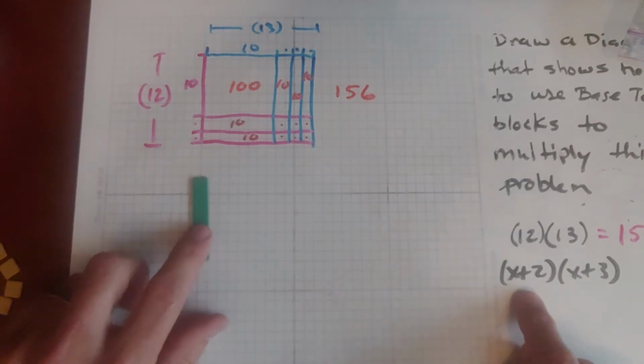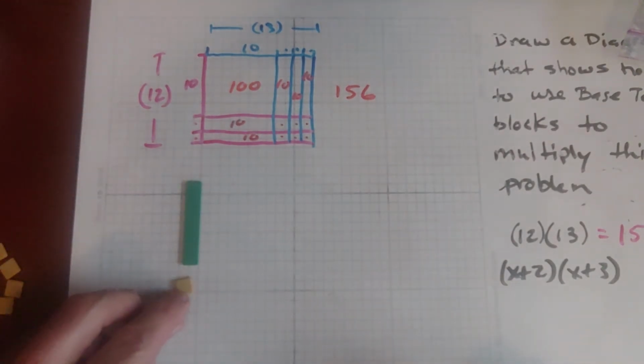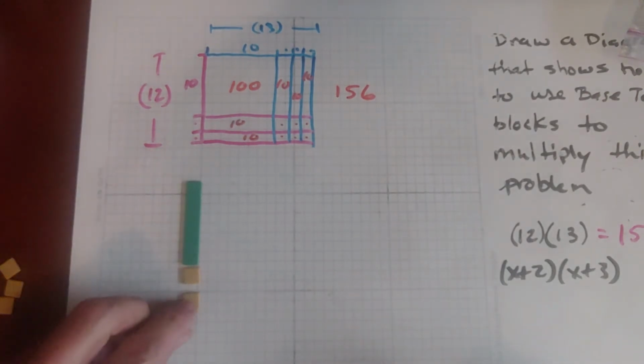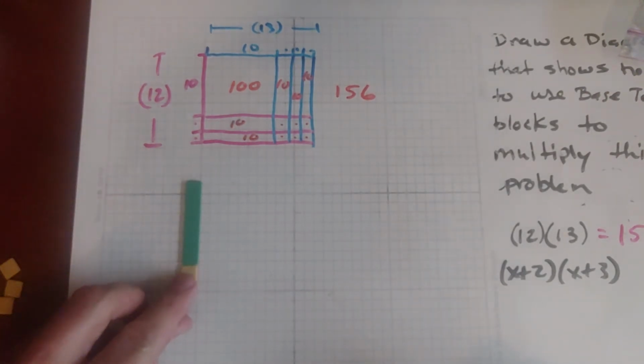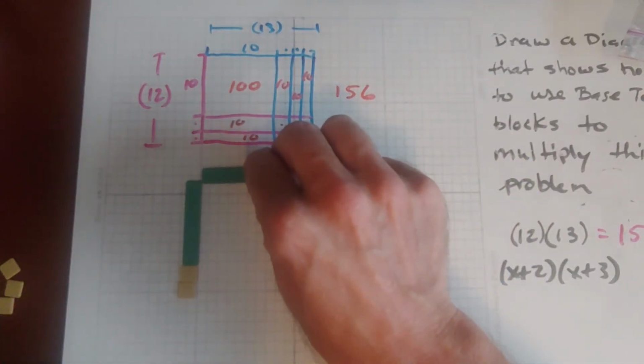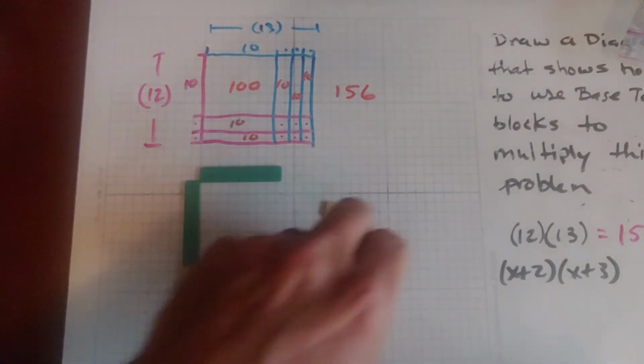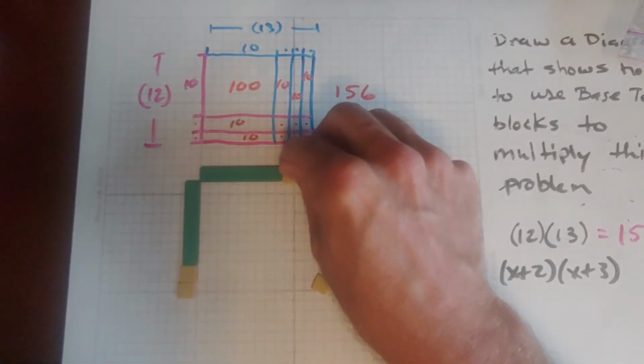So then if I'm trying to build X plus 2, then I've got X there, and then I've got 1, 2, just like that. And then if I'm trying to build X plus 3, then I've got my X there, and 1, 2, 3, like that.